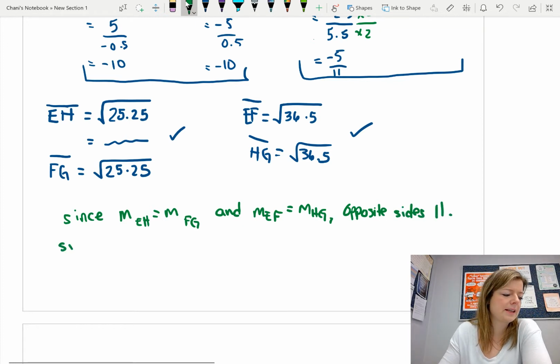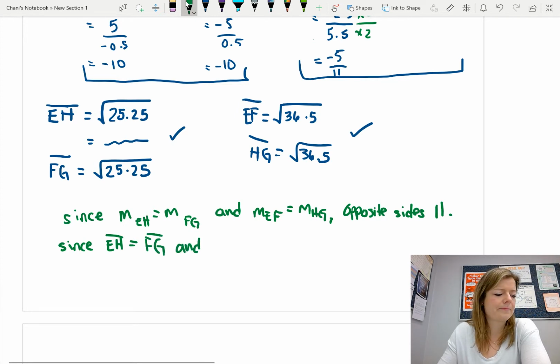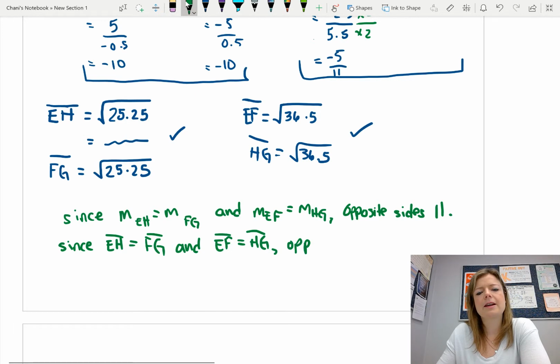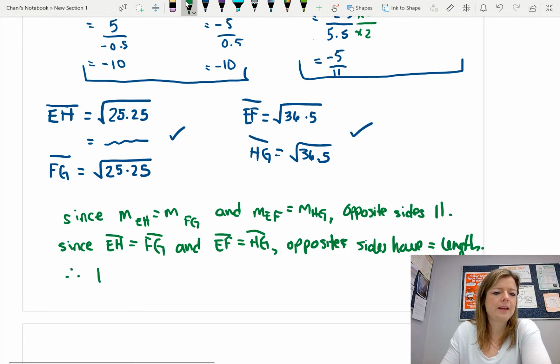And then we can say, since the length of EH equals the length of FG, and the length of EF equals the length of HG, opposite sides have equal length. Therefore, EFGH is a parallelogram.